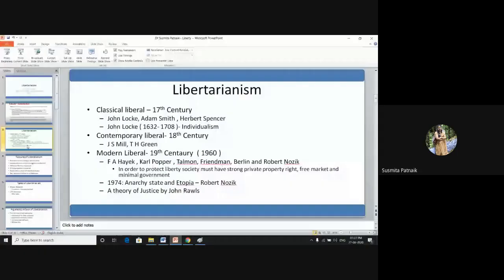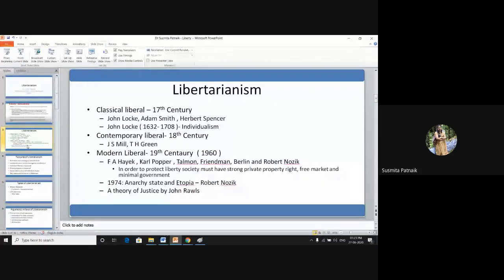The individual created the state only to promote the rights of the individual, the personality of the individual, and the capability of the individual. This was the thought of the classical liberals, like Adam Smith, John Locke, and Herbert Spencer. As we know, the father of the theory of liberalism is John Locke, and they say that the state is there only to protect the individual.